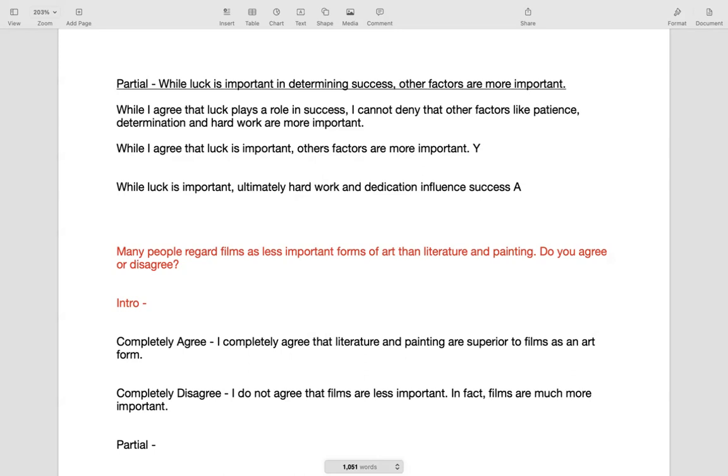Okay, before answering, tell me one thing. What do you think is more important, films or literature and painting? What do you think is more important in your opinion? Tell me first, and then I'll help you in making the partial.